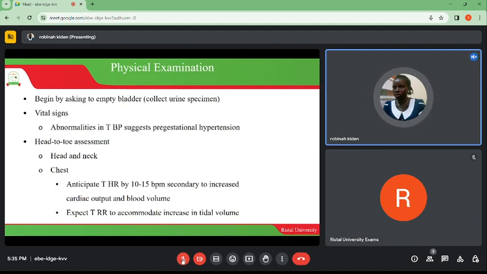Then we do head to toe assessment. So in this head to toe assessment, we look at the head and the neck, we look at the chest. Then here in the chest, we can anticipate a high heart rate by counting 10 to 15 breaths per minute.